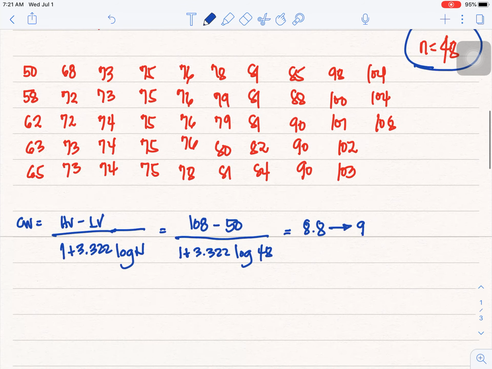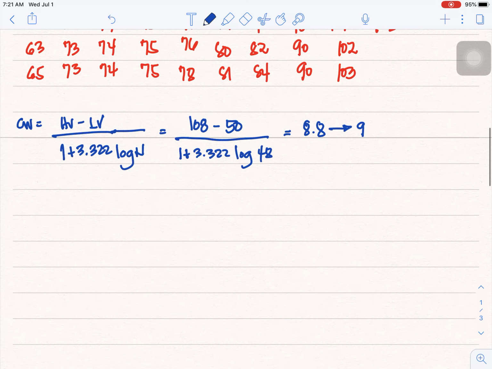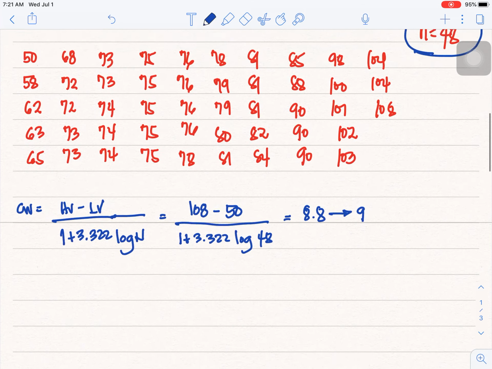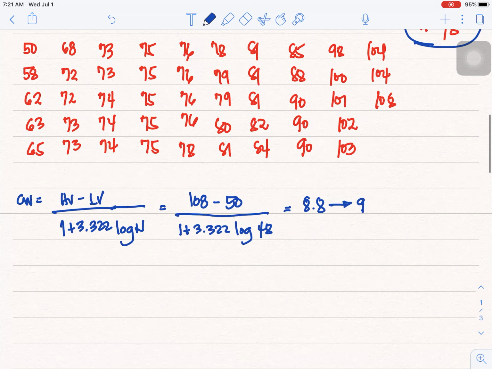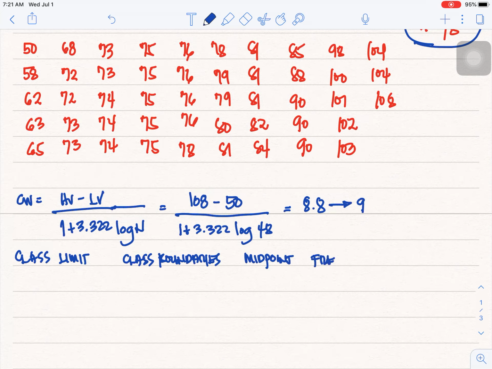Next, let us now make our frequency table. We have here our class limit, the class boundaries, then the midpoint, then the frequency, then less than cumulative frequency, greater than cumulative frequency, and relative frequency.